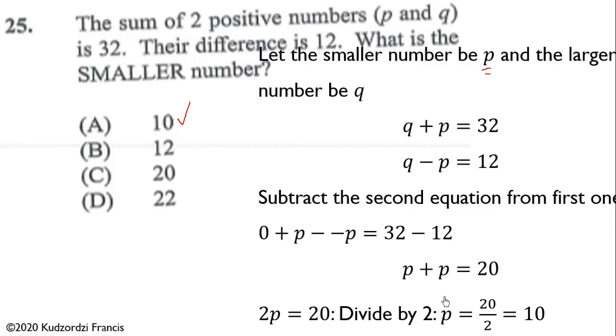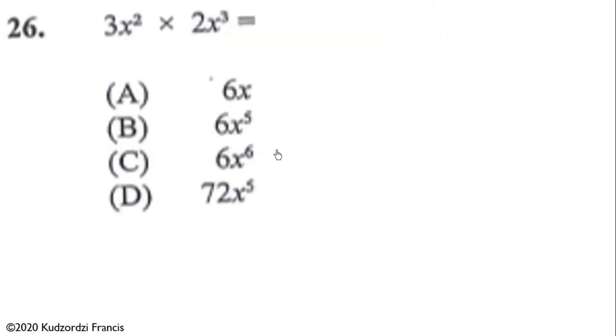Now let's proceed to the next question. We have 3x squared times 2x cubed, and we want to simplify this. So this is the given question.